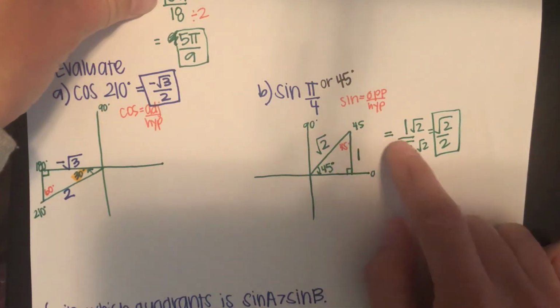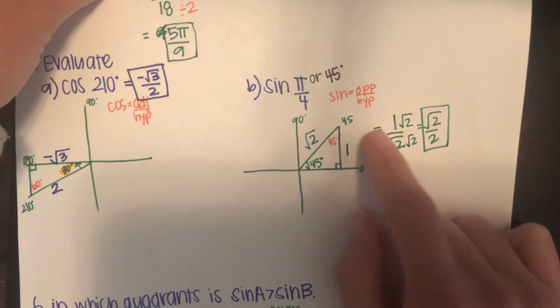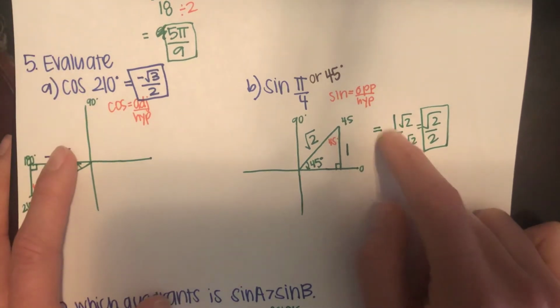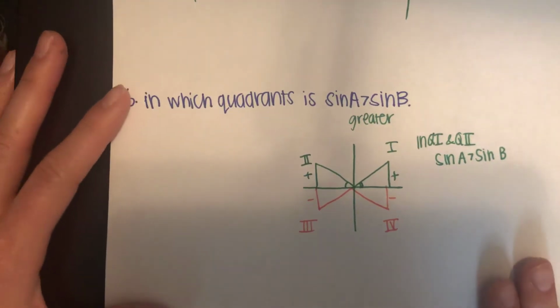So opposite over hypotenuse is going to create my sine of pi over 4. I get 1 over square root 2, and then rationalize, and my answer is square root 2 over 2. Number 6, we're going to talk more about when we review on Friday.